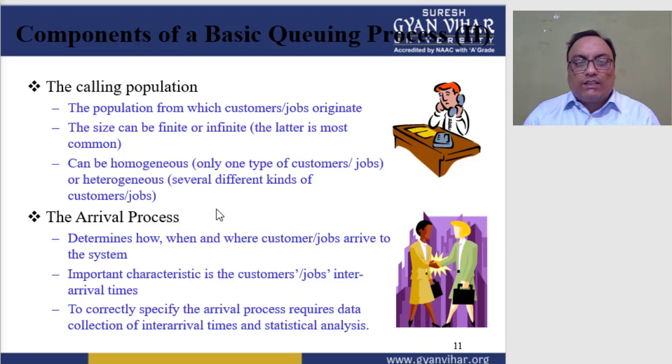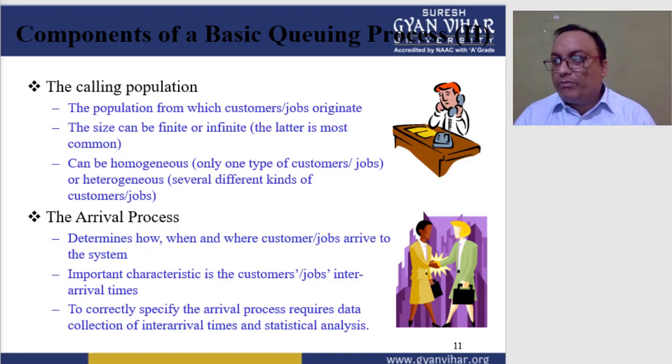The arrival process determines how, when and where customers or jobs arrive at the system. An important characteristic is the inter-arrival times of customers or jobs. To correctly specify the arrival process, data collection of inter-arrival times is required. For the calling population, it can be homogeneous, with only one type of customer or job, or heterogeneous, with several different kinds of customers and jobs. So next is the arrival process.